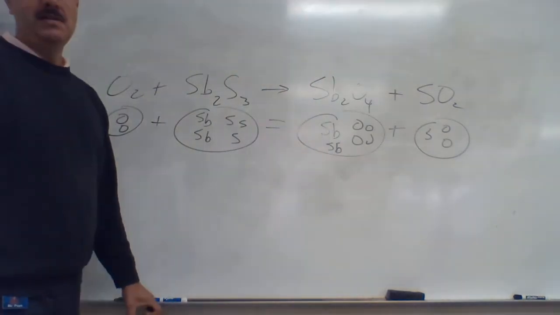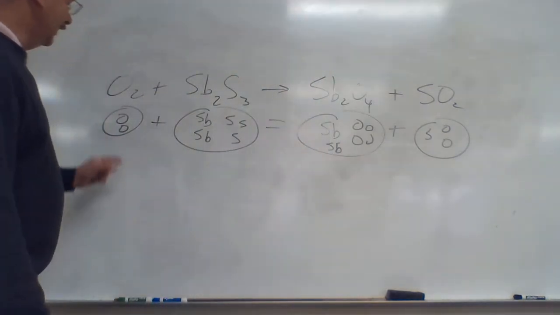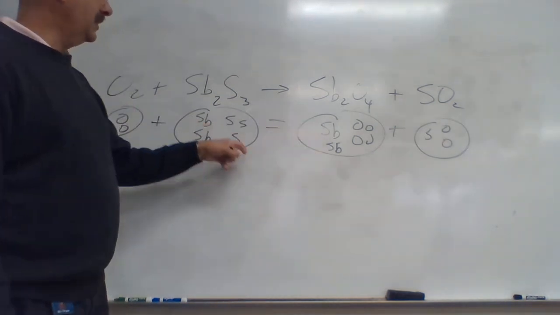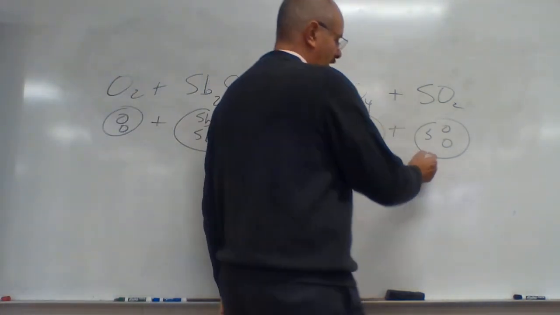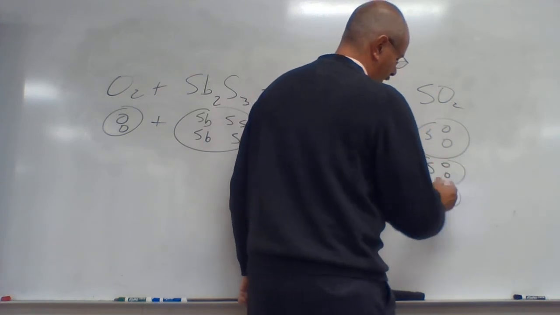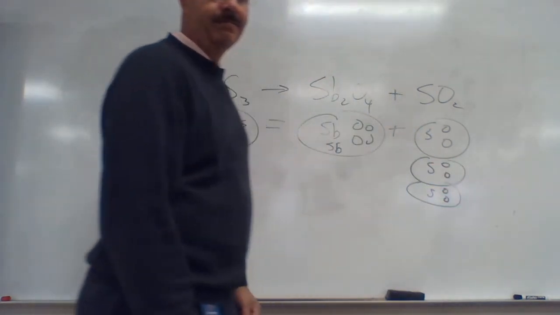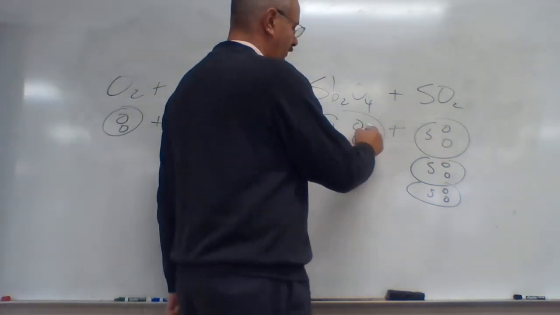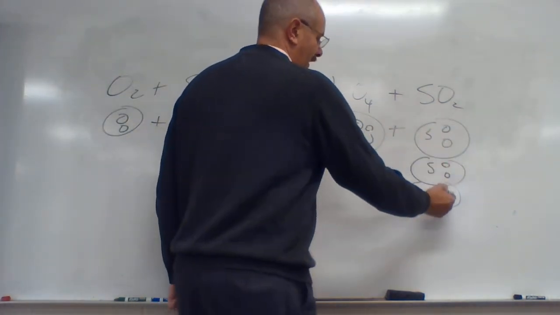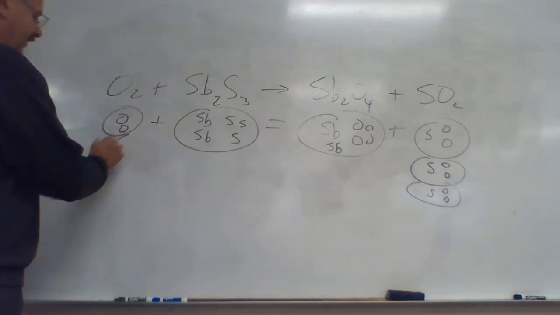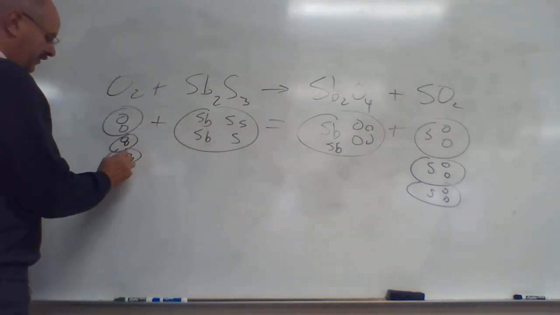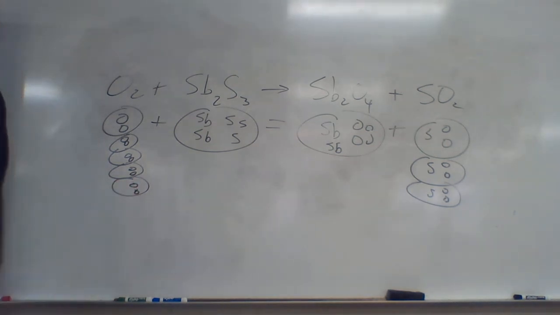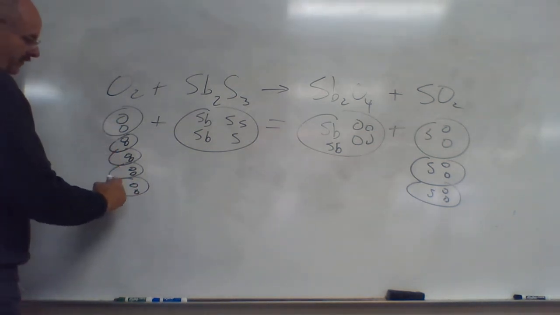Now don't get those Sb's and the S's mixed up. But skip the O's, do the Sb's. Got 2, got 2. That's good. I got 3 S's, I got 1 S, so I need some more S's. There's 2, there's 3 S's. All right, now I do my O's. I got 2 O's. On this side, I got 10. So we need 4, 6, 8, and 10. So we're all even.